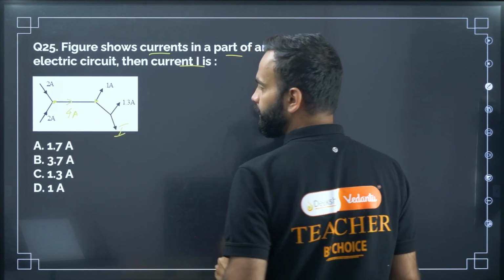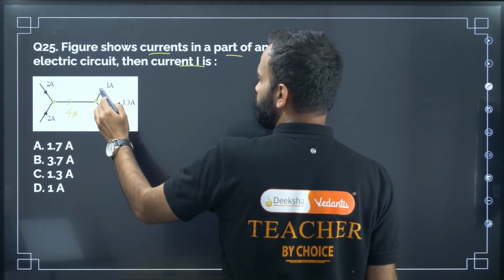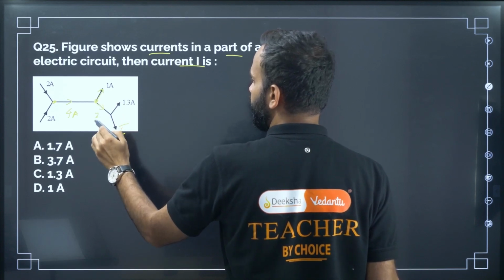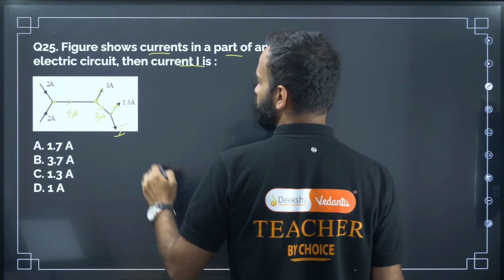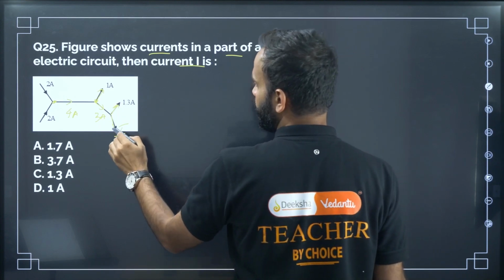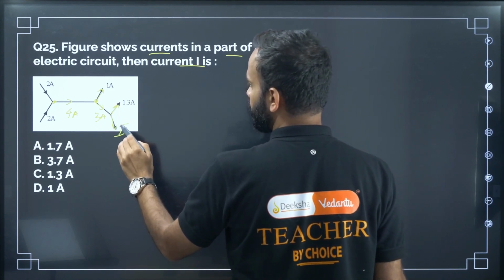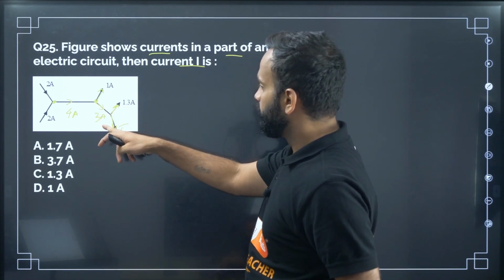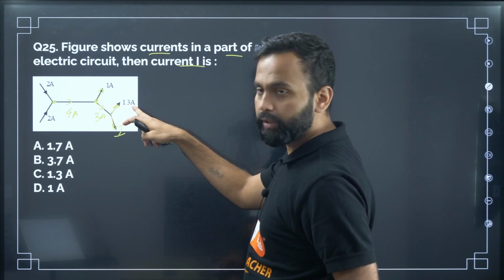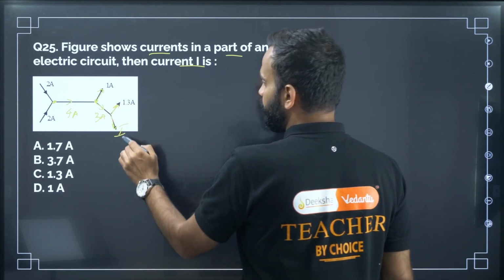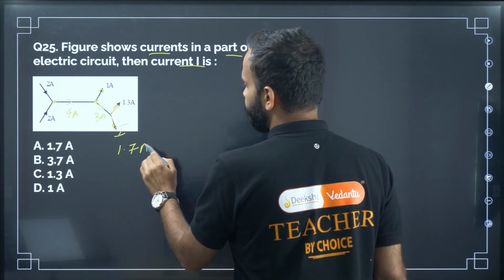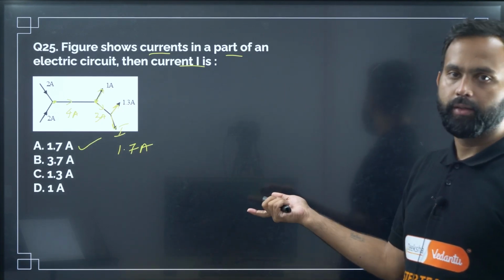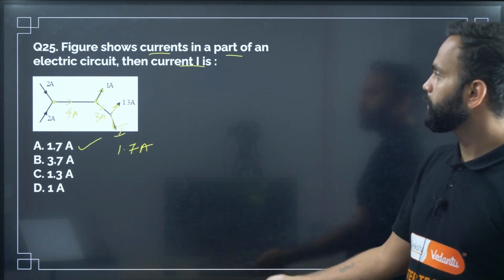Now here the current will divide, right? 1 ampere goes this way, and then the remaining will be 3 ampere. Then 1.3 ampere goes this way, so the remaining will be here 1.3 ampere, right? So this is 4 ampere, then 3 ampere, then 1.3 ampere goes this way, so the remaining will be 1.7 ampere. 3 minus 1 is 2, 2 minus 0.3 is 1.7. The correct option is A.